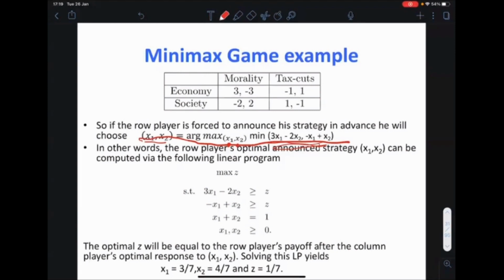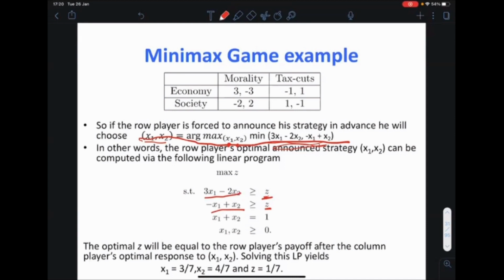Okay, so here you need to introduce an additional variable, z. That's basically the lower bound of any of your choices from the column player. And then what you want to do is to say, I want to maximize it, right? Because I want to make sure that this is a lower bound of either of the cases. I want to maximize that.